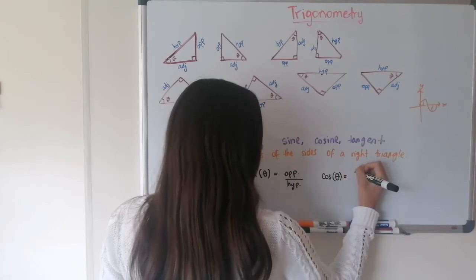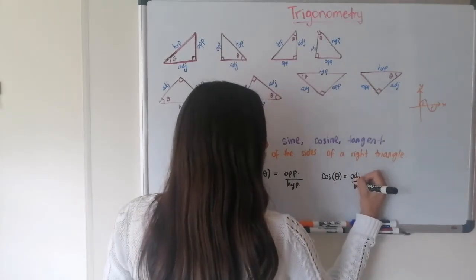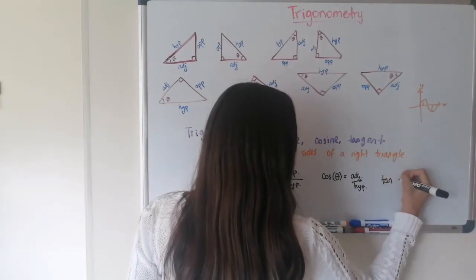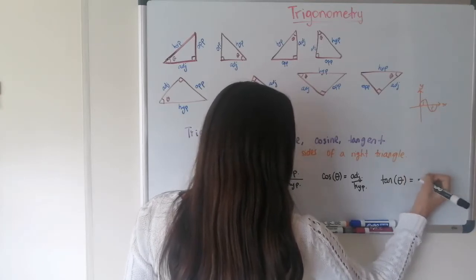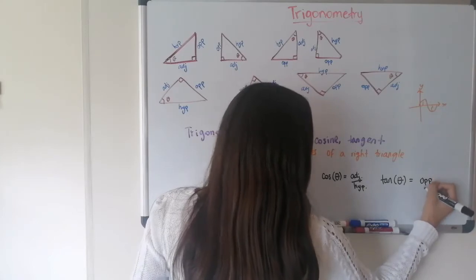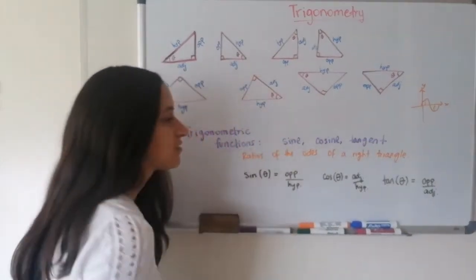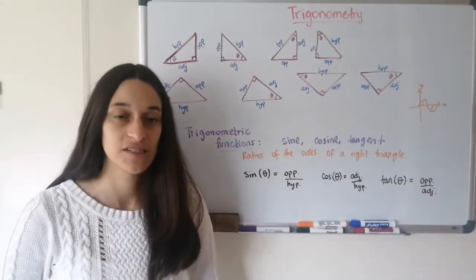Cosine, and we put again the first 3 letters, and we're going to evaluate it at an angle theta, is defined as the adjacent side of the angle over the hypotenuse of the triangle. In tangent, we put the first 3 letters, we put inside the angle theta, and that's going to be equal to the opposite side over the adjacent side.